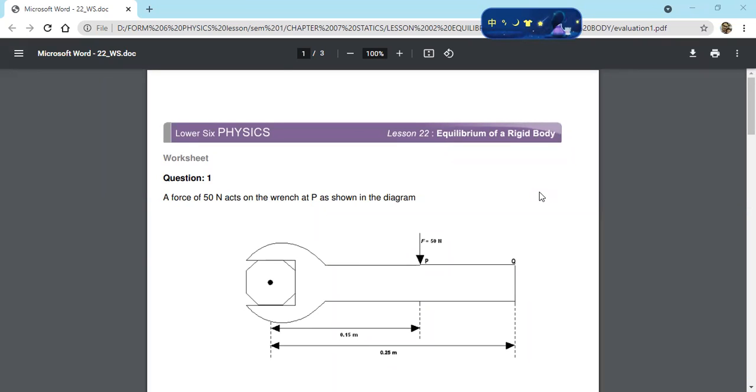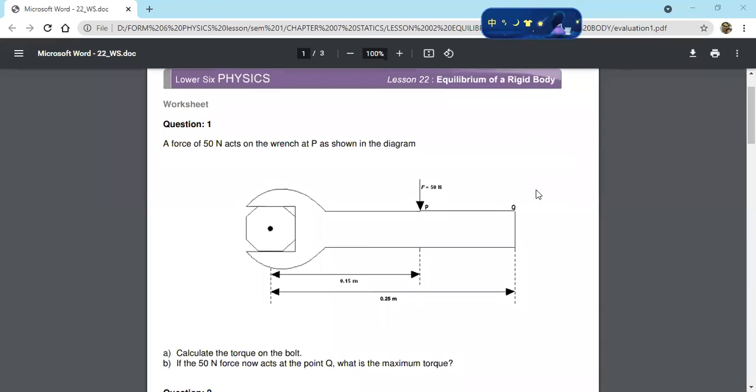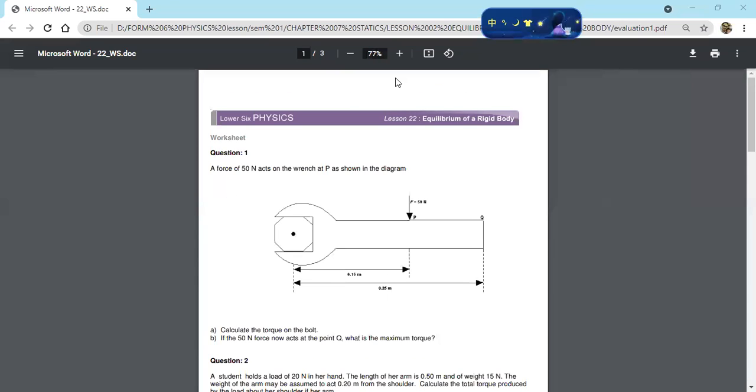Now we go to question number 1. A force of 50 Newton acts on the wrench as shown in the diagram. So here, this is a nut and this will be the handle, with the length at the end being 0.25 meter.